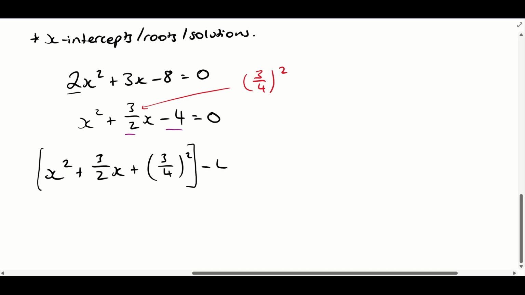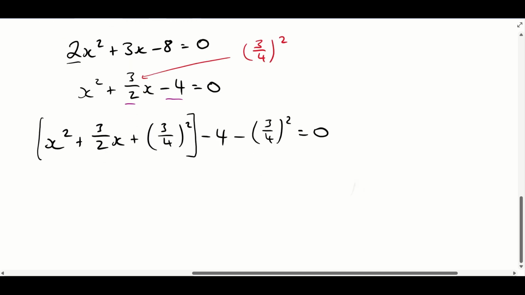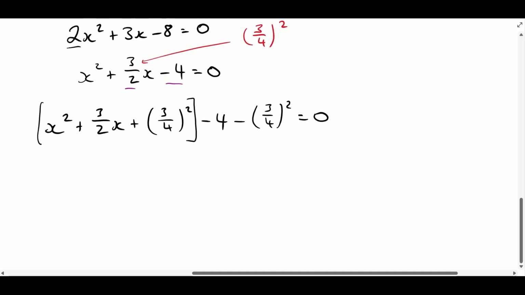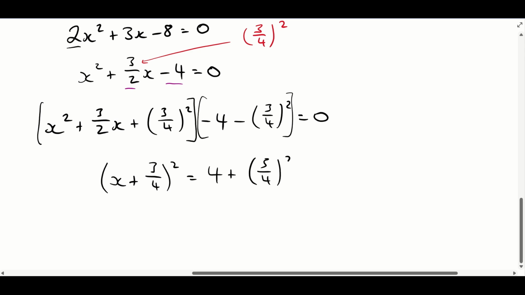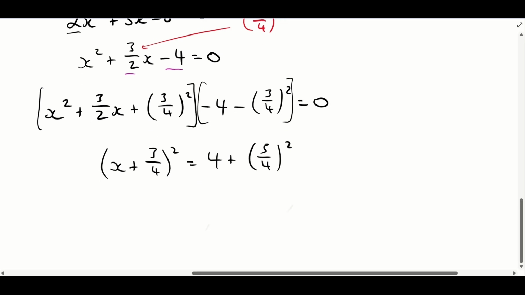And then I have my minus 4, which doesn't go anywhere, but I can't just add that 3 over 4 squared, so I have to subtract that 3 over 4 squared to keep everything fair and balanced. Now this part here that I've got in the brackets, that's just going to simplify down quite nicely to become x plus 3 over 4 squared. And then I can move all of this other junk here over to the other side of my equation, and I get 4 plus 3 over 4 squared. Now we've done the hard work. We've just got to do some sort of nitty-gritty algebra and solve this equation.